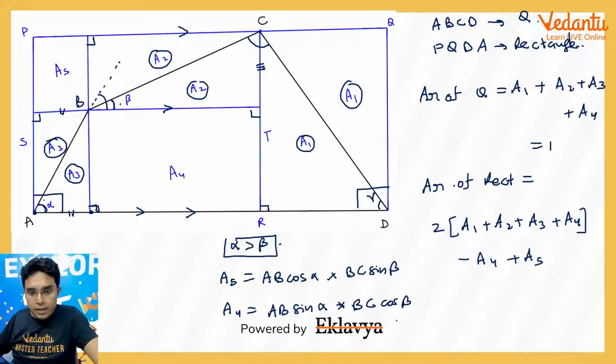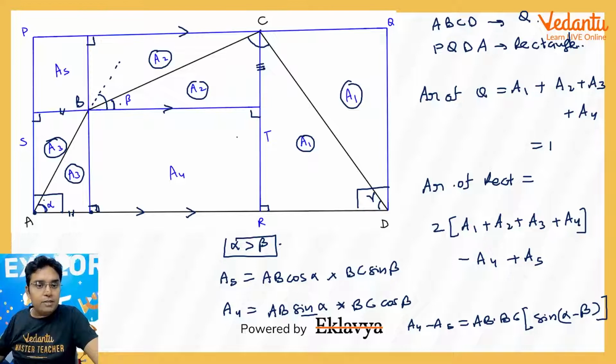Now you can see that A4 minus A5, if I do, will be AB into BC common, and what we are getting is, since I have written A4 first, sine of alpha minus beta, if you can check. Because alpha is a bigger angle than beta and they both are acute, this has to be positive. So A4 is bigger than A5, and hence the area of the rectangle will be less than 2. So in this case we have drawn a rectangle whose area is even less than 2 and it is still able to contain this quadrilateral.